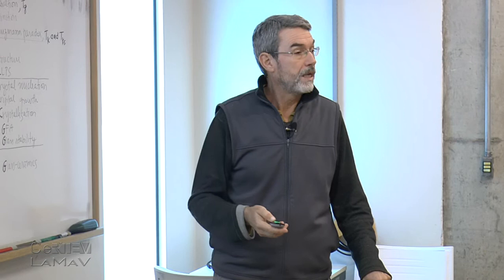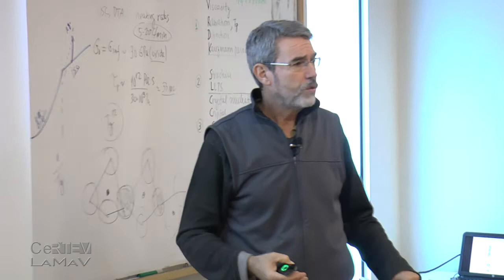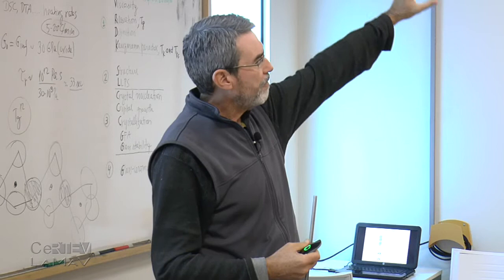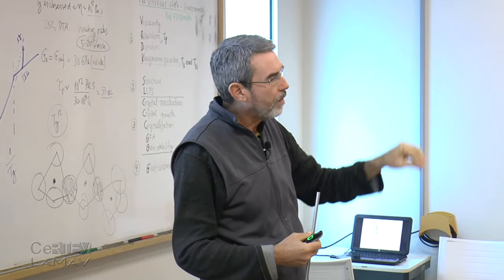But the real methods are here. There are many methods. I'm not going to describe all these methods to measure the viscosity. And it's easy to understand why there are so many methods. This is because the viscosity varies over 14, 15 orders of magnitude. There is not a single method which is capable of measuring all the viscosity in this range. So there are many, many methods.